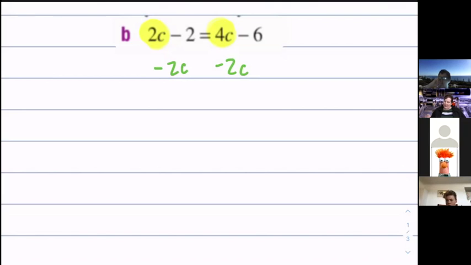Okay, so we're minusing 2c, which means we've still got the minus 2, and we've still got the minus 6, but the 2c minus 2c, that's disappeared. And the 4c minus 2c, well, 4 minus 2 is 2, so we've got 2c.